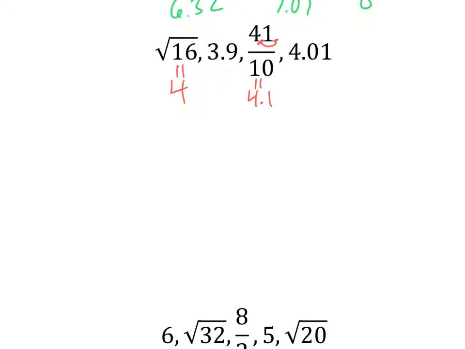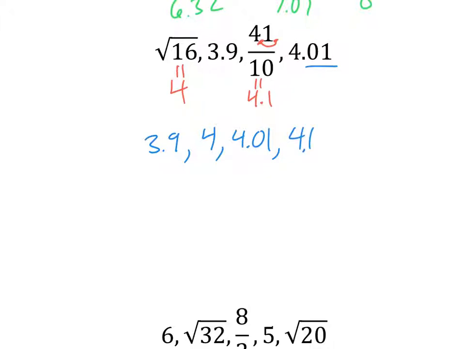So now we want to order these from least to greatest. The smallest one is definitely going to be 3.9. We know that that is the least. Then let's look at these other ones. Would we have 4, 4.01, or 4.1? Well, 4.01 is slightly more than 4 because it's got that extra 0.01. So 4 would come next. And then 4.1 is definitely greater than 4.01. So 4.0 would come next, and then 4.1.